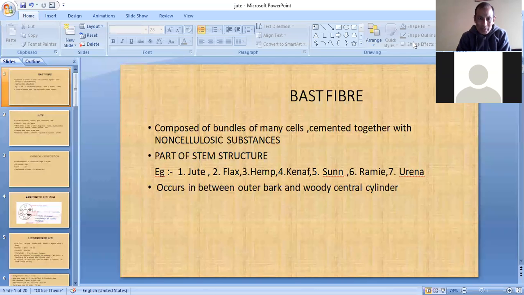These fibers occur in between outer bark and woody central cylinder. जो पेड़ का जो स्टेम है उसको भी हम दो पार्ट में डिवाइड कर रहे हैं, एक अंदर का जो सेंट्रल सिलिंड्रिकल पार्ट है और एक उसके बाहर जो बार्क है, जो छाल है, उन दोनों के बीच में ये फाइबर्स पाए जाते हैं. So this fiber occurs in between outer bark and woody central cylinder.